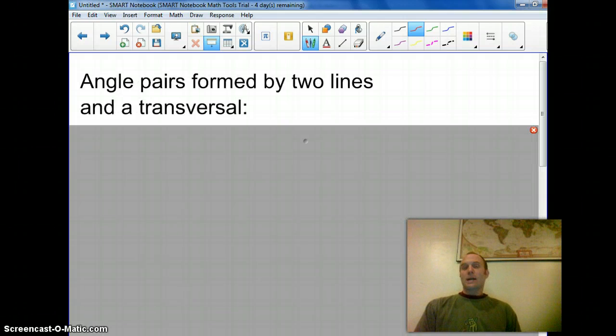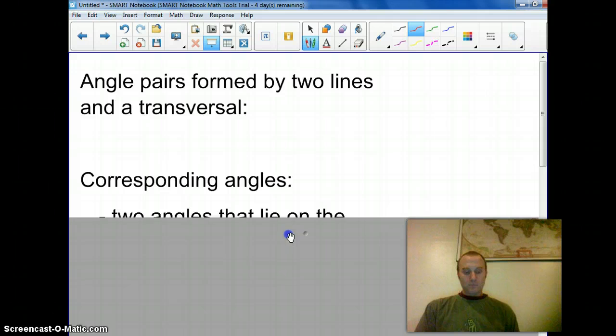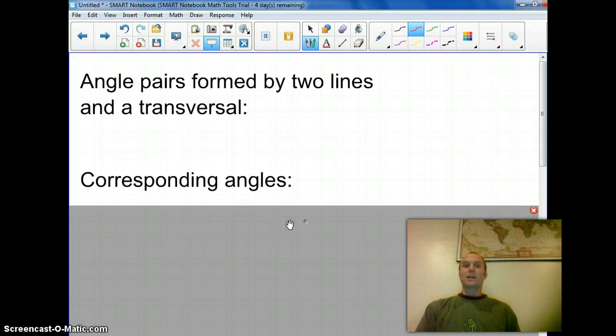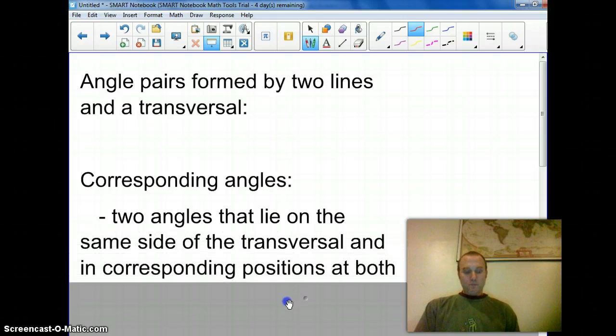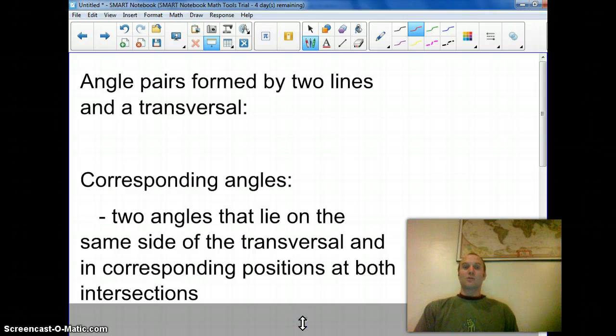And lastly, we're going to get to four more angle pairs. You already know two of them, two that we had talked about, so we're going to make six. You've dealt with vertical angles and you've dealt with linear pairs. Here are some more. Start with corresponding angles. Corresponding angles are two angles that lie on the same side of a transversal and in corresponding positions at both intersections.